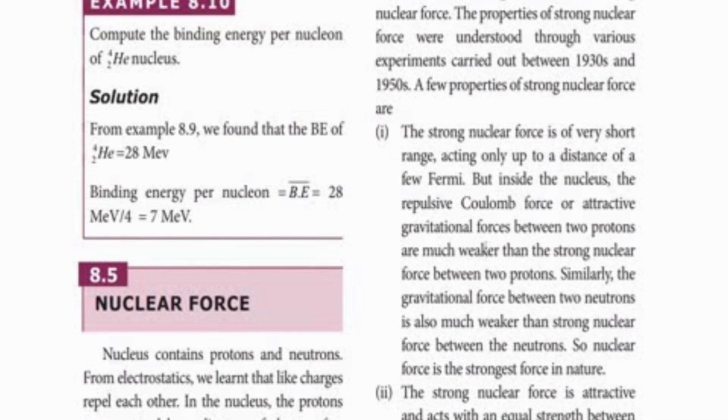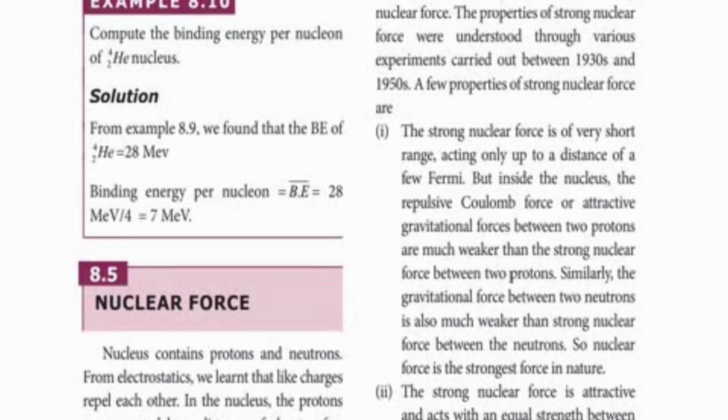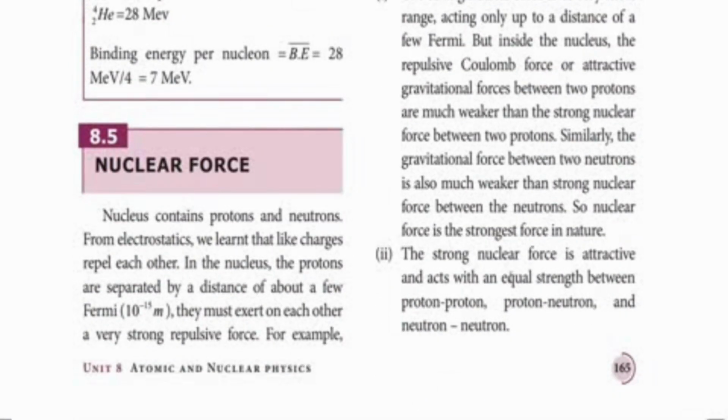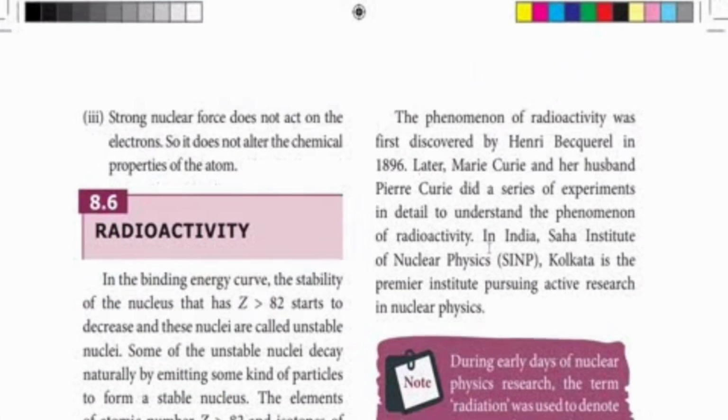The distance between proton and neutron is very small, 10 to the power of minus 15 meter. The nuclear force is the strongest force, acting only within 10 to the power of minus 15 meter. This is an attractive force acting between proton and proton, proton and neutron, and neutron and neutron. The strong nuclear force does not act on the electron because the range is very, very small.